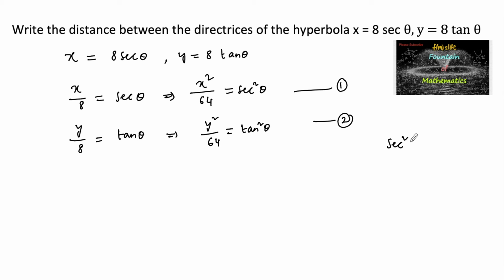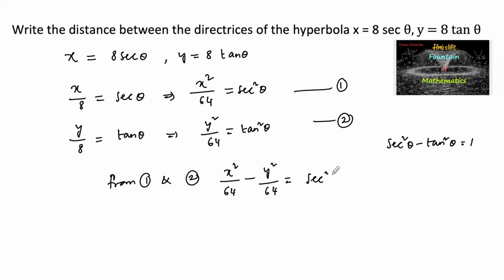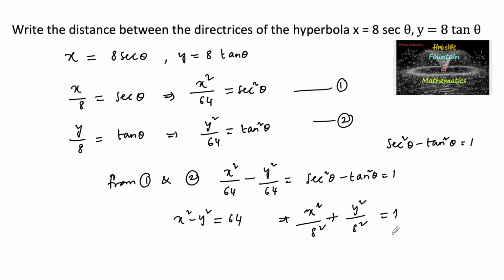Since we know that secant square theta minus tan square theta is 1, so from 1 and 2 we can write x square upon 64 minus y square upon 64 is equal to secant square theta minus tan square theta, which is equal to 1. So we can write x square minus y square is equal to 64, or we can write x square by 8 square plus y square by 8 square is equal to 1. So here a is equal to b is equal to 8.